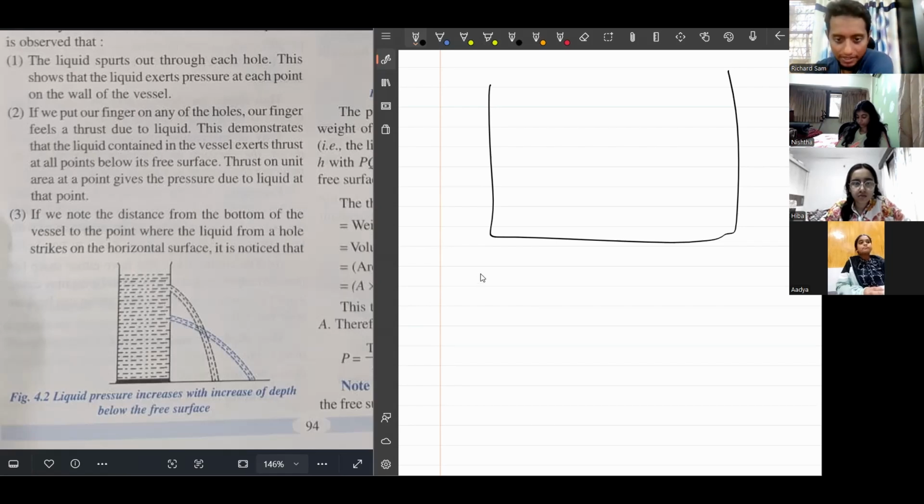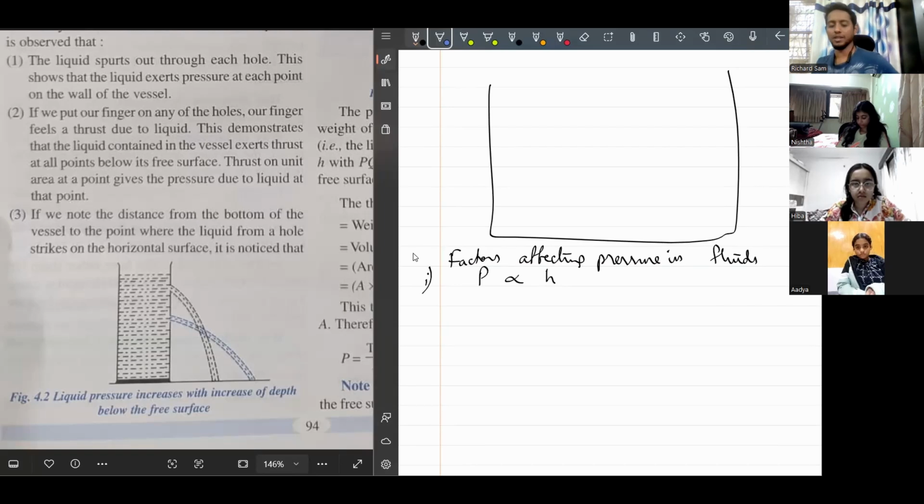So the first factor affecting pressure is depth or height. We use H for height, which also could be depth. So the higher or the deeper you go under the water, the more the pressure. Okay, that's the first factor. Factors affecting pressure in fluids.